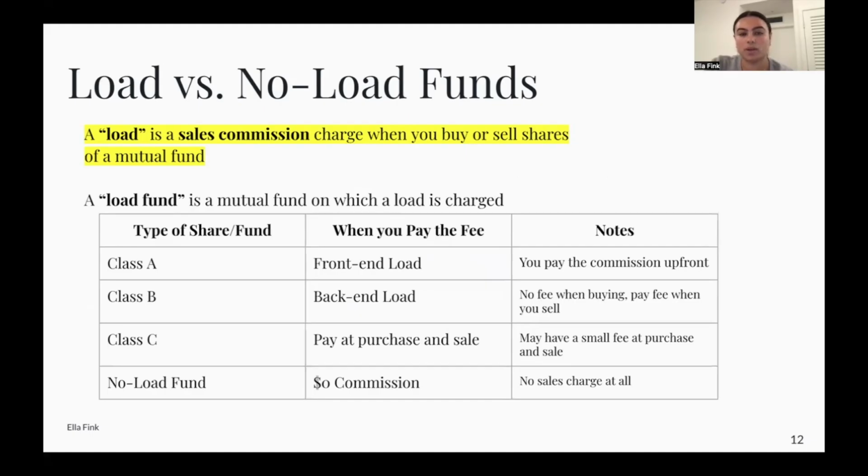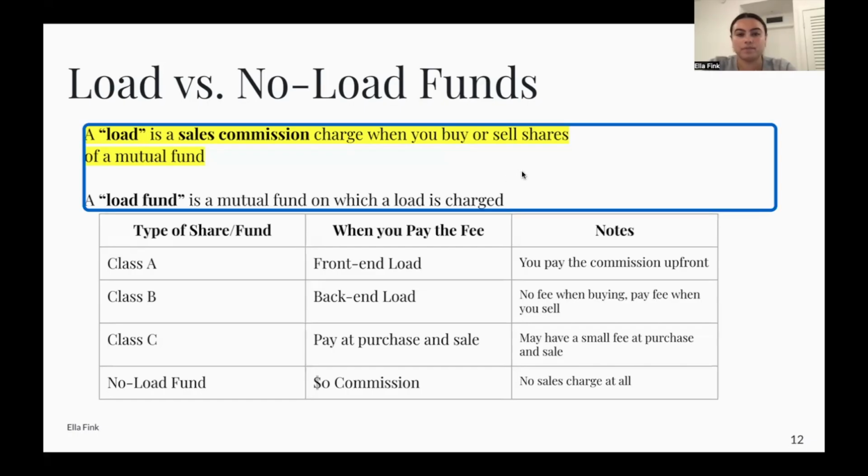So in the chart below, we have the different types of funds, when you pay the fee, and some notes. Class A is a front end load. Class B are back end loads. With Class C, you pay at the purchase and at the sale, and no load is a $0 commission, so there's no sales charge at all.